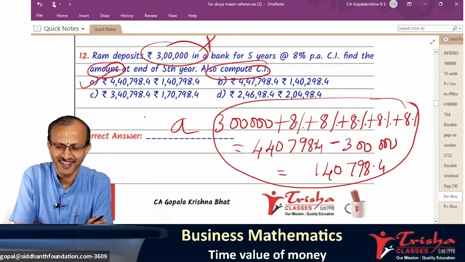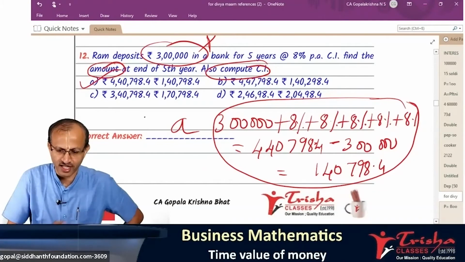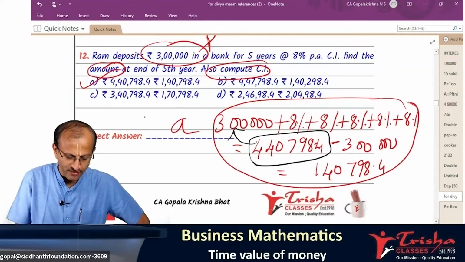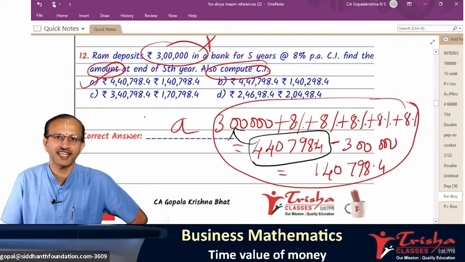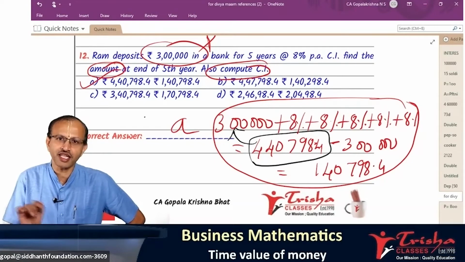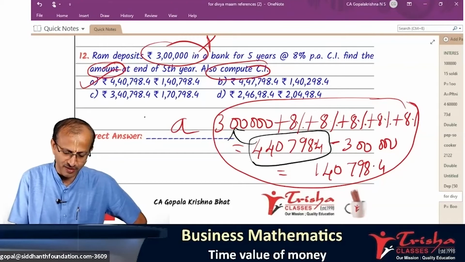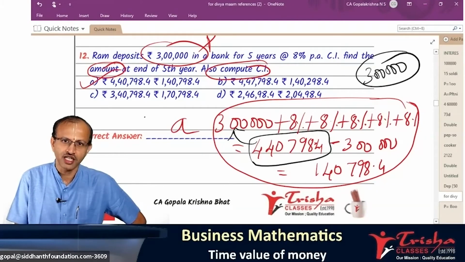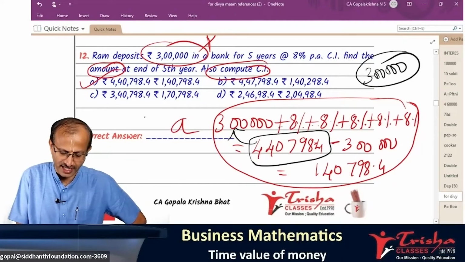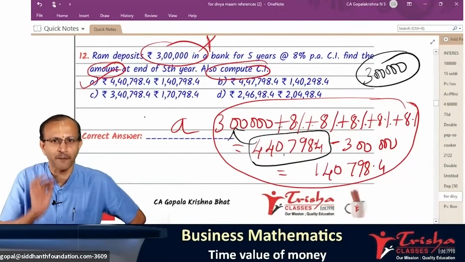Hello, all of you are there? 4,40,798. If this is given, how do you work back? It is a reverse working question. Shall I tell you? Ready? One method is, 3 lakh will be an option. In the option, you have to check, add 8%. Will you get this? This is one simple method.